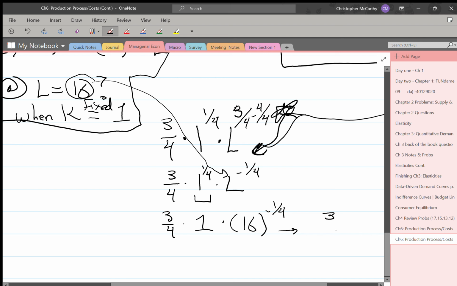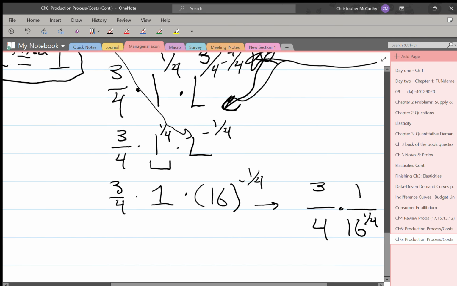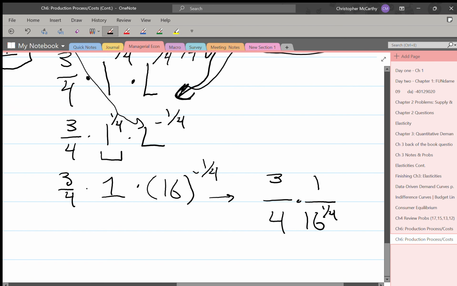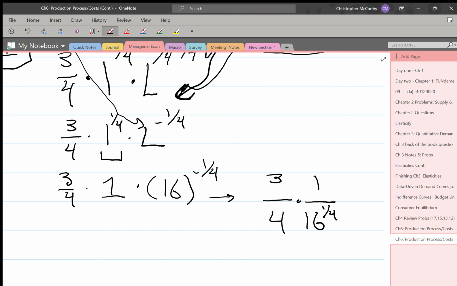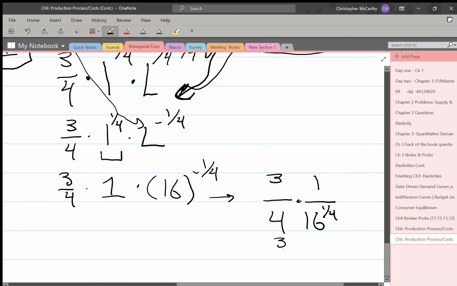3/4, and then times this 16 to the negative 1/4, I'm going to take it to the denominator so that the negative goes away. And then what times what times what times what gives us 16? What's the quad root of 16? 2. Very good. So this ends up being 3/4 times 1/2. So we end up with 3/8 as our marginal product of labor.